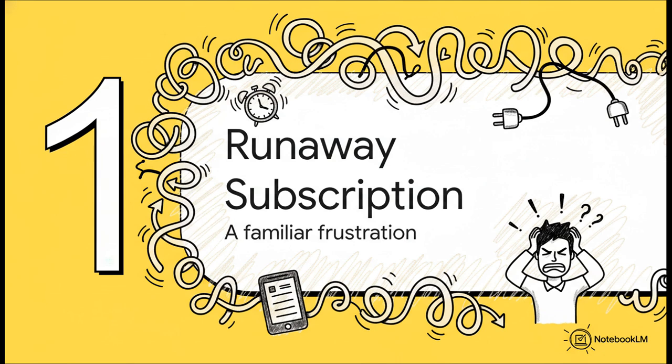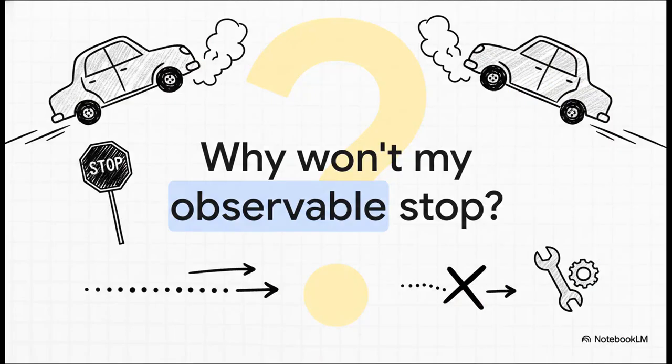All right, first things first. Let's really dig into a problem that can be an absolute nightmare to debug: the runaway subscription. You know the scenario, right? You've got your logic all set up, you slap on an operator like take one, and you expect it to do exactly what it says, take one value and then complete. But it doesn't. It just keeps going and going and going, completely ignoring you. It feels like your car's brakes just went out and you're sitting there yelling, "Why won't this thing just stop?"